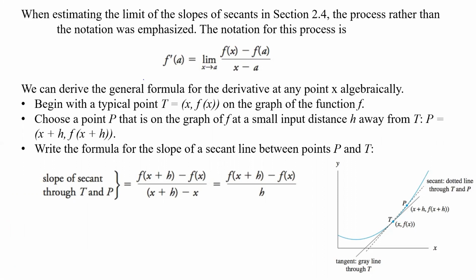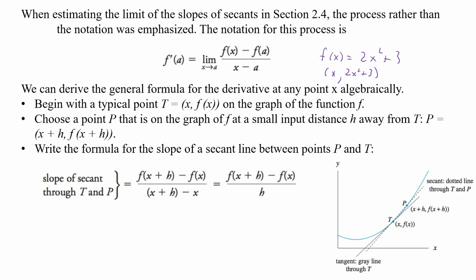Well, now instead of doing the whole long process like that, we're going to start doing this algebraically. So we can derive the general formula for the derivative at any point x algebraically if we begin with a typical point t. We'll say it's x comma f of x. And they're going to give us some function, so they might give us f of x equals 2x squared plus 3. So our typical point is going to be x comma 2x squared plus 3. That's what this typical point really looks like.